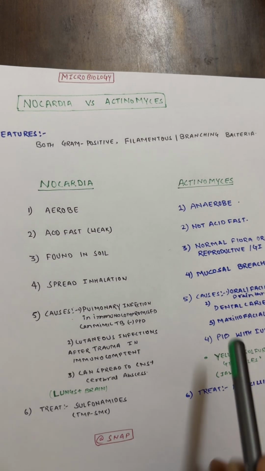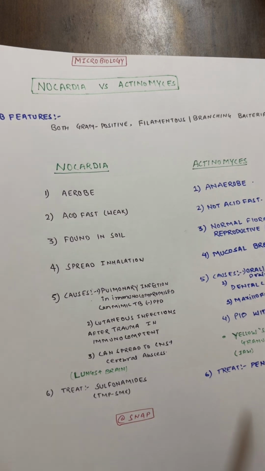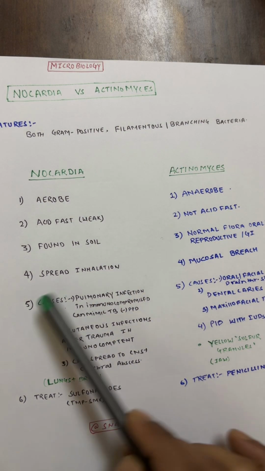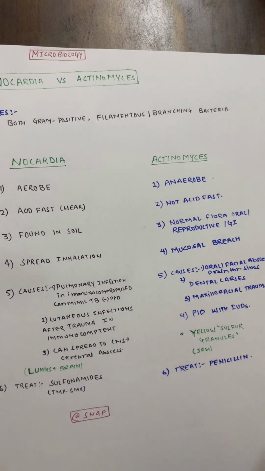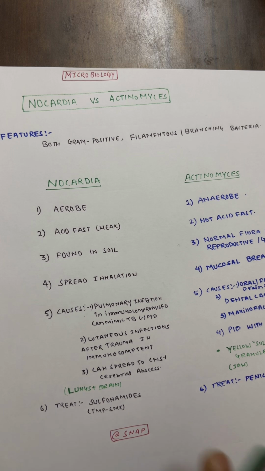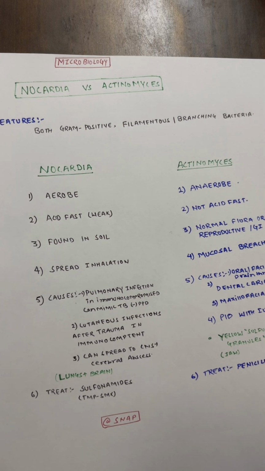So this is all about the key differences between Nocardia and Actinomyces. As they both are gram-positive and filamentous, it's important to remember these differentiating points between the two. This finishes our important gram-positive bacteria series from microbiology. Now we'll move ahead to gram-negative bacteria, fungi, viruses and mycobacteria in our further videos from the microbiology series.